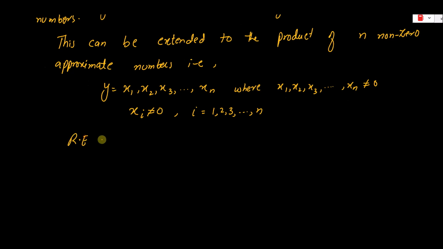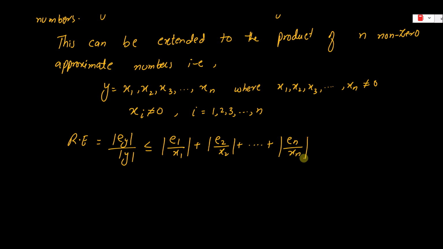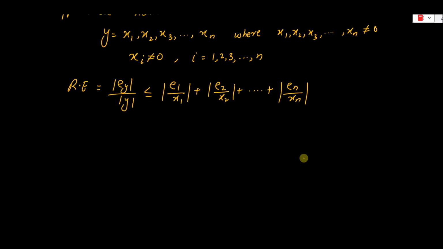So relative error Ey over y is less than or equal to E1 over x1 plus E2 over x2, and this should be extended to En over xn. Next, we are going to see the error accumulation in division. That is the last proof. Error accumulation in division.